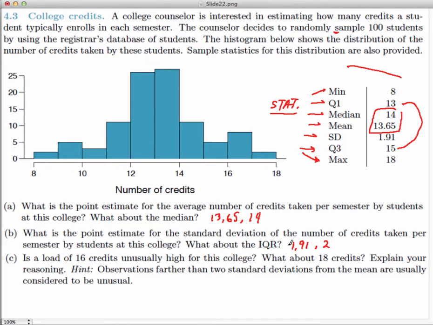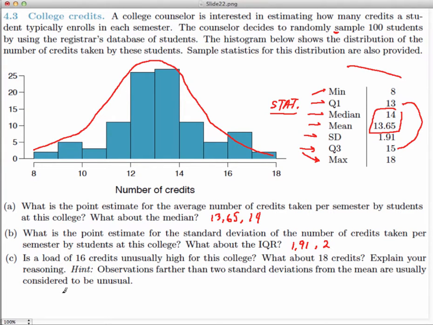Is a load of 16 credits unusually high at this college? What about 18 credits? Explain your reasoning. Hint: observations further than 2 standard deviations from the mean are usually considered unusual. And in this case, if you take a look at the number of units that the students take, if we look at our histogram here, it looks roughly bell-shaped and symmetric. And so the 2 standard deviation rule is going to work really nicely here, because it would not be a bad assumption to assume that this distribution is approximately normal.